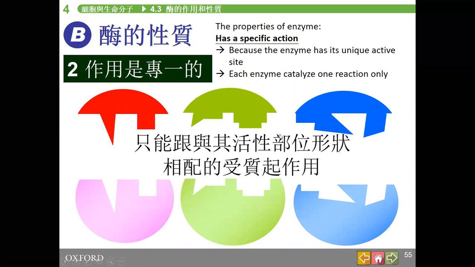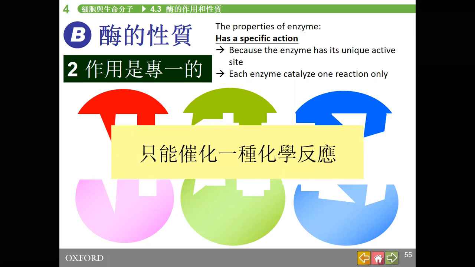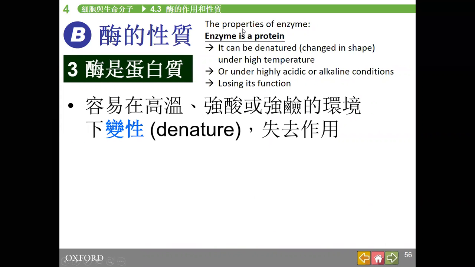So only the substrate with a similar shape as the enzyme can fit into the enzyme. So each enzyme can catalyze one reaction only. I mentioned in the previous chapter, so please revise on that. Enzyme is a protein. It can be denatured under high temperature, or under highly acidic or alkaline conditions. So I will explain in the next part today.